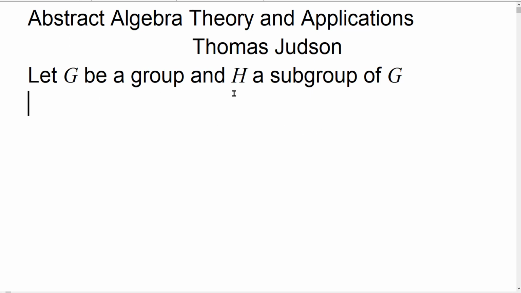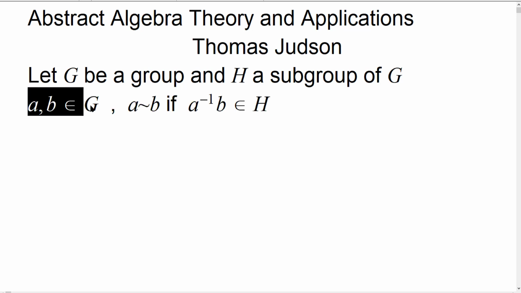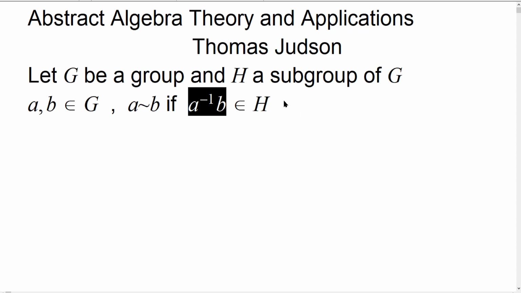It could be proper or improper. Okay, so the relation is defined in the following manner. Elements A and B of G are related if A inverse B belongs to H. And again, of course, if A and B are in H, then A inverse B, H being a subgroup, will be in H. So all the elements in H are related via this relation. But now we are expanding this to the elements of the group in general.